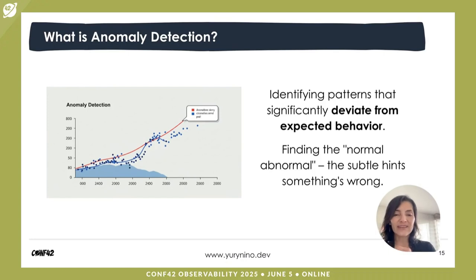Here, what is anomaly detection? It is about identifying patterns that significantly deviate from expected behavior, finding the normal from the abnormal, like in logs, because it shifts us from reactive firefighting to proactive prediction and gives us an early warning system to catch issues before they escalate.